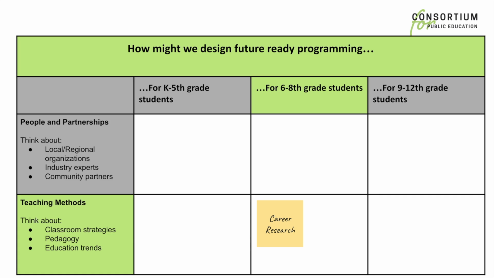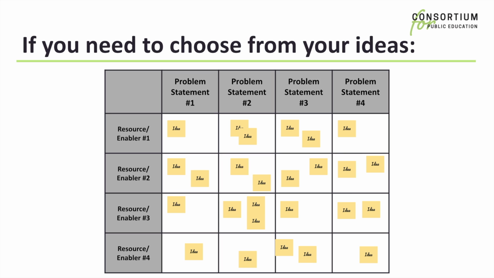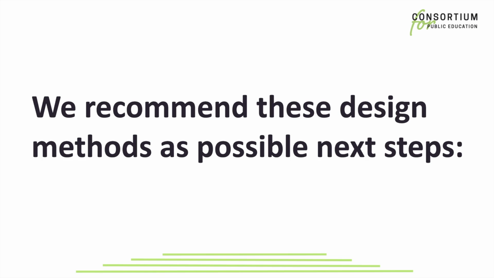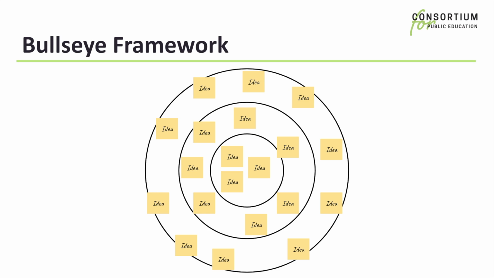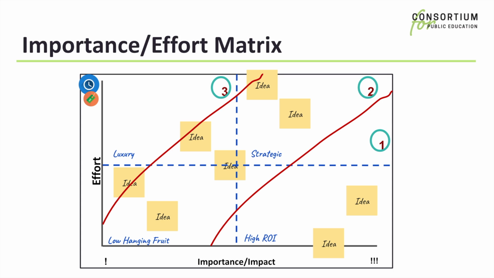For example, reading this as, how might we design future-ready programming for 6th through 8th grade students using teaching methods such as classroom strategies, pedagogy, education trends. And maybe one of the first ideas that comes up is career research for students. Or maybe exploring project-based learning. The creative matrix can generate a lot of ideas. If you need to choose from your ideas, we recommend these design methods as possible next steps: dot voting, the bullseye framework, or the importance effort matrix.